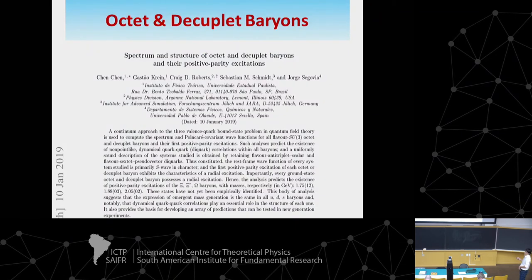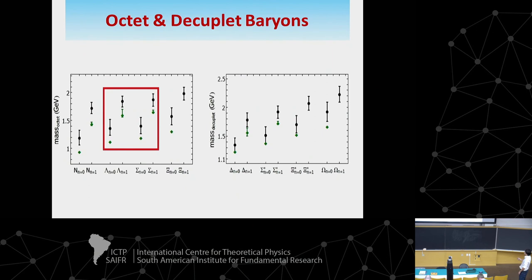Based on this work, we recently have a new work. We calculate the spectrum and the structure of octet and decuplet baryons and their positive parity excitations. We calculate their masses and compare with experimental masses. One of our successes is that the sigma mass is larger than the lambda mass for ground states as well as for excitations.